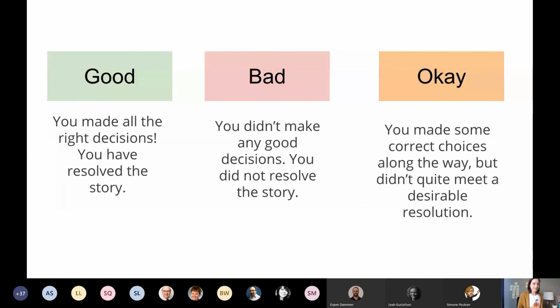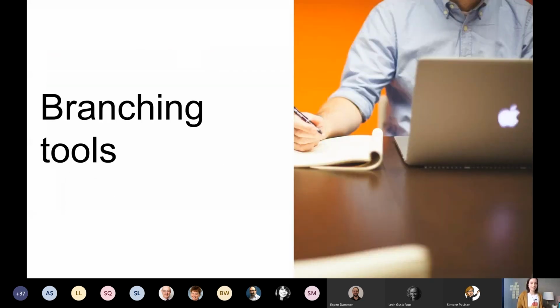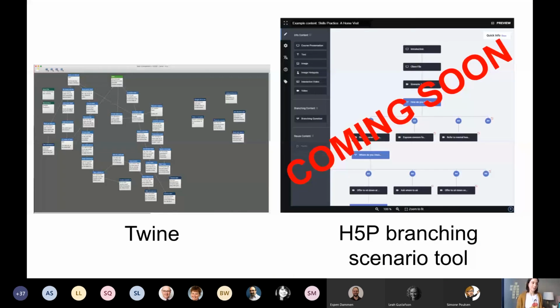They're pretty smart. In terms of branching tools, again, I really recommend Twine. It's totally free. H5P has a branching scenario tool that's coming soon. It's in beta at the moment.